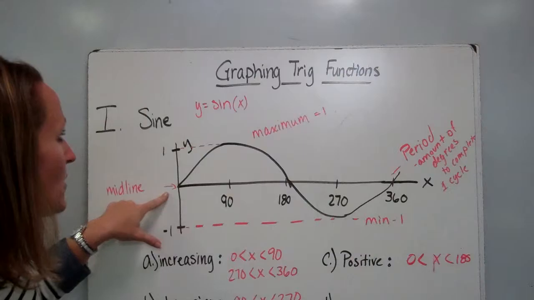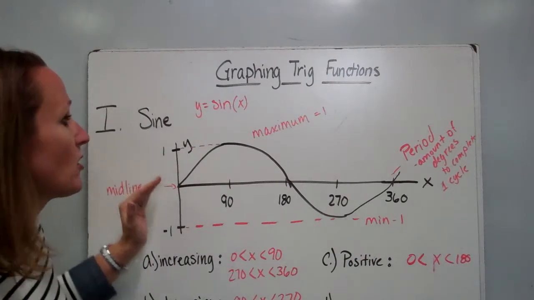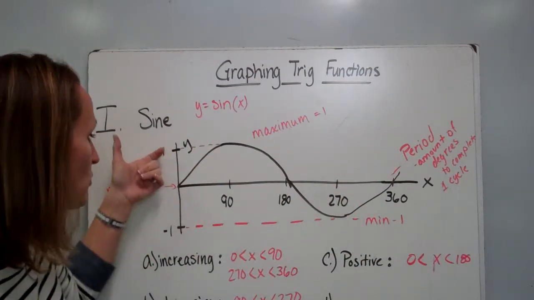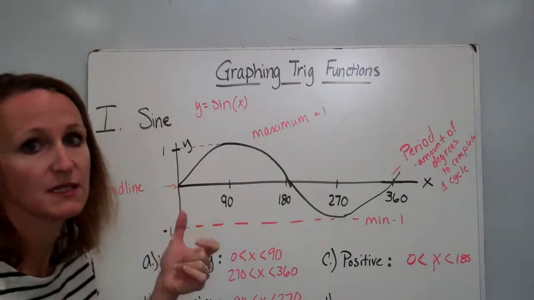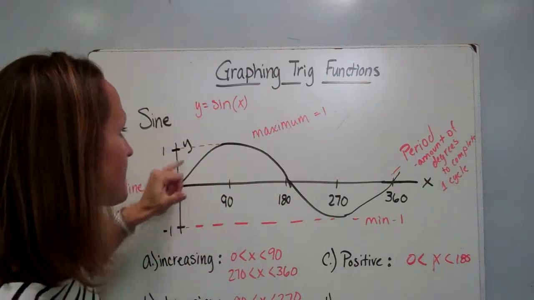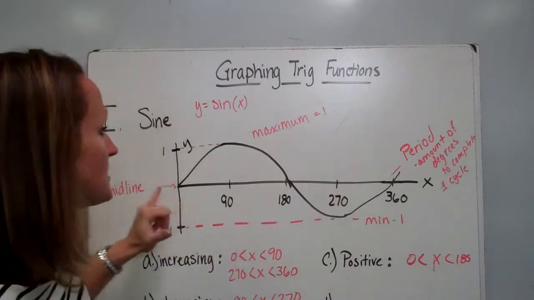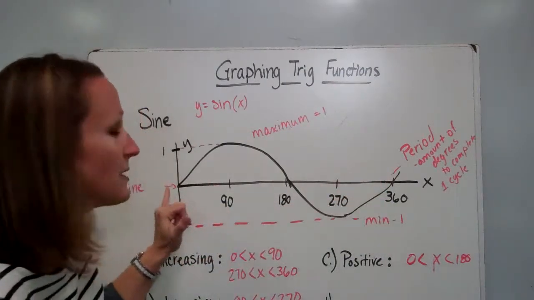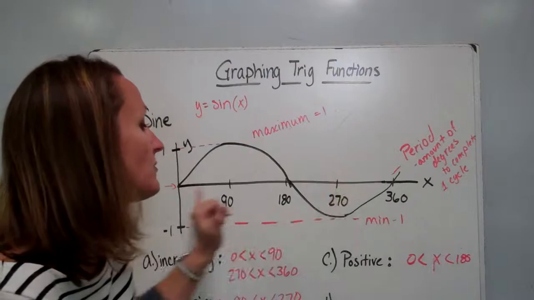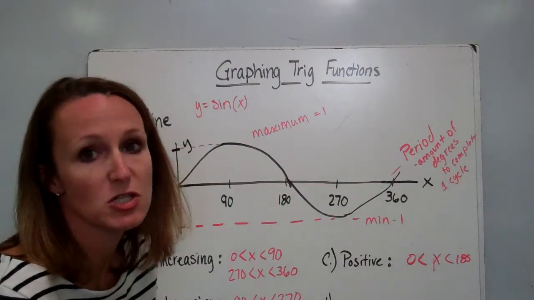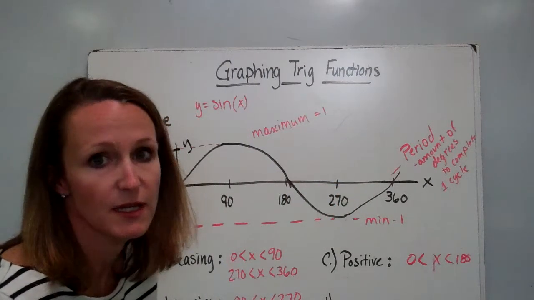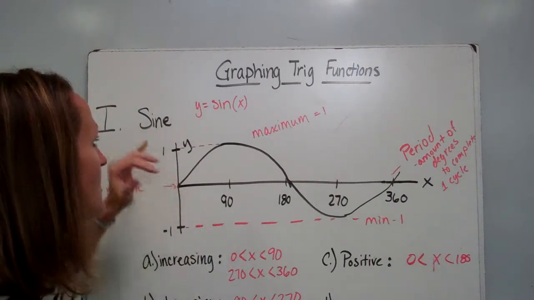It starts at 0, and it's going to go in a wave. It's going to go up to 1 and down to negative 1. This is the basic sine graph. And it's going to go to 360. This is what we call a period. The period of the sine graph is from 0 to 360. Period just means the amount of degrees it takes to complete one cycle of a sine graph.